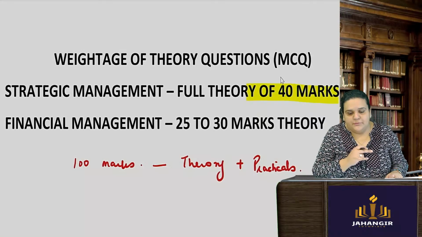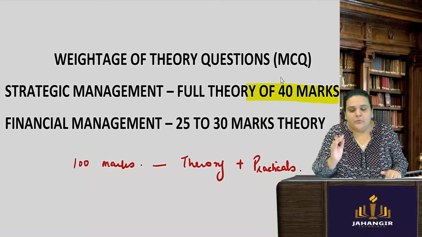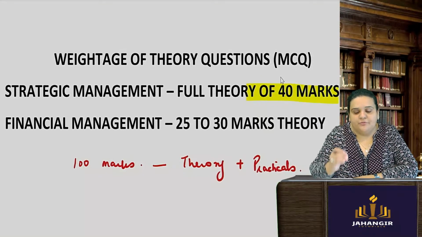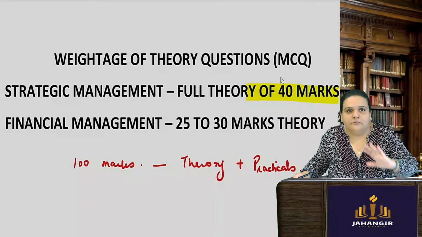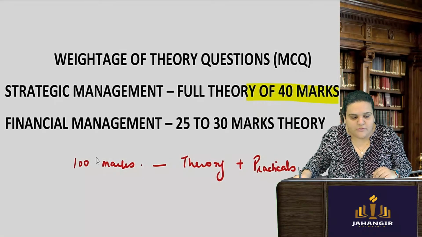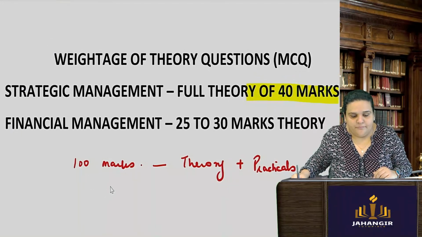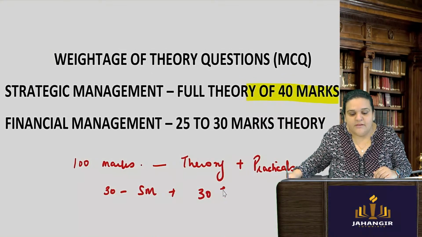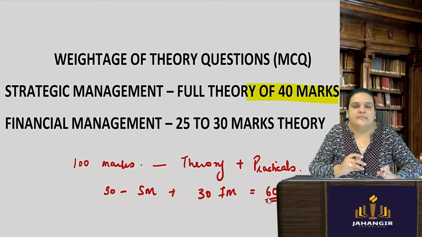In financial management, though it is a very, very practical subject, at least 25 to 30 marks of theory has been asked in every attempt. You pick up any attempt and see. At least 25 to 30 marks, that means 50%. Out of 60, 50% is again theory. So if you are saying 30 marks of theory from strategic management, plus 30 marks of theory from FM, if this is what you can attempt without any mistakes, here itself you will get 60 marks.